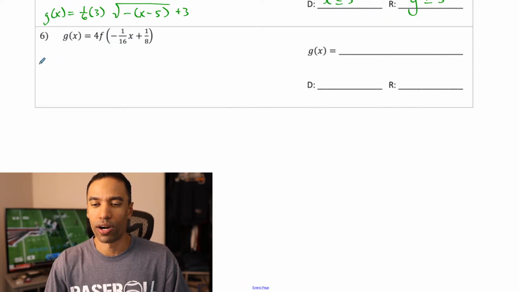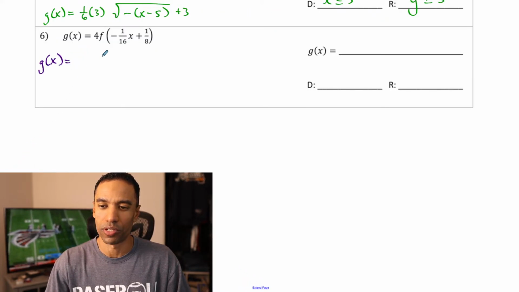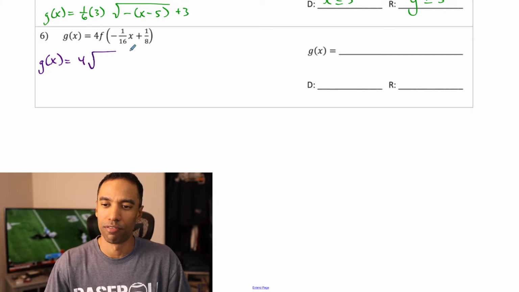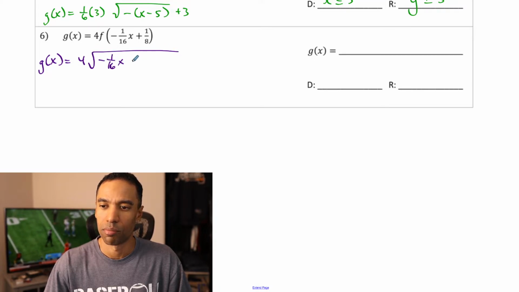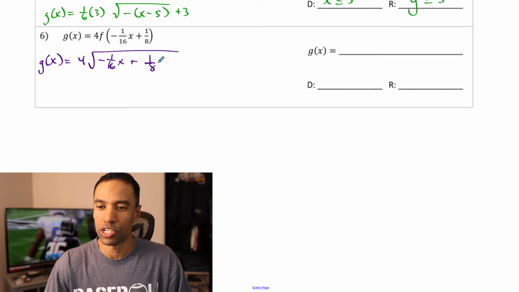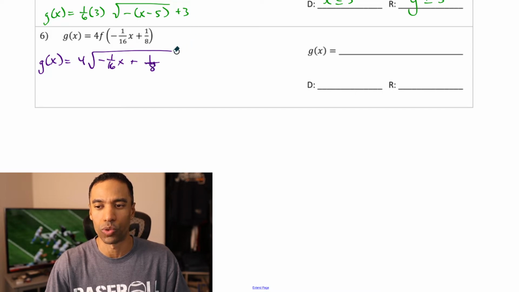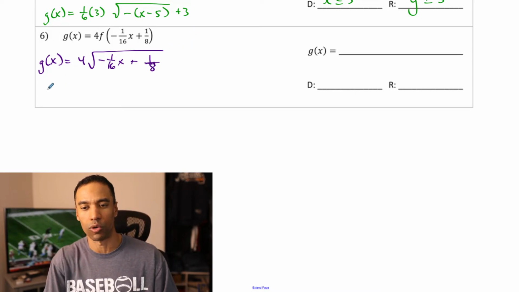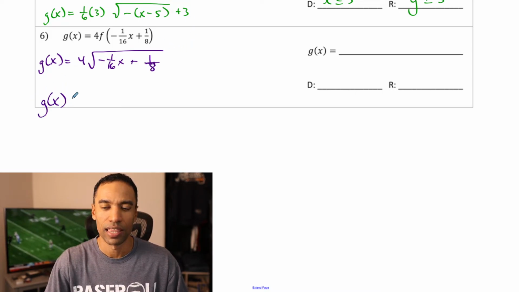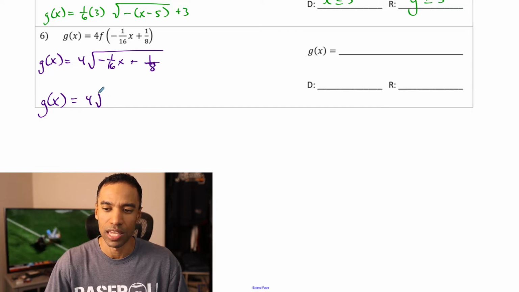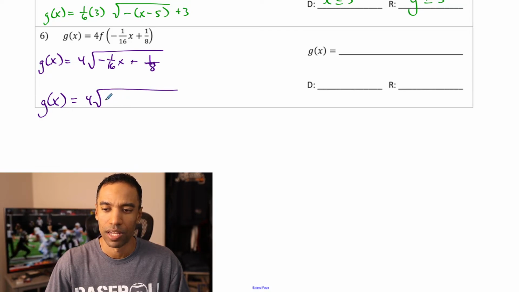All right, 4 times the square root of, here we go, negative 1/16 x plus 1/8. Now, nothing changes in regard to factoring. We've got to get our true h, and then we can reveal b. We can work on square roots, and I'm going to go ahead and do that. That means negative 1/16 needs to factor out of both terms.